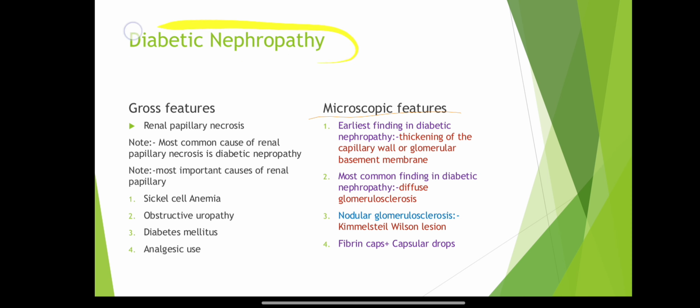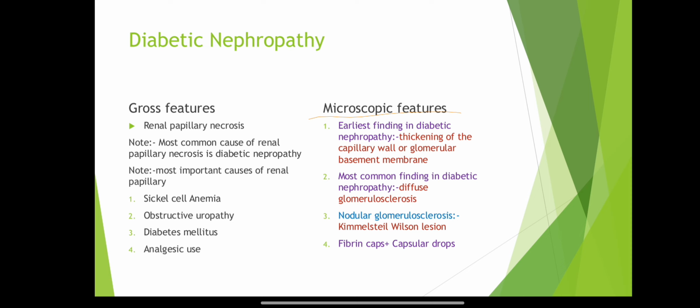First the person has diabetes mellitus, which is classified as type 1 and type 2 diabetes mellitus. Among them, type 1 diabetes mellitus most commonly affects the kidney. Now the development of diabetic nephropathy from diabetes mellitus depends upon the duration of the diabetes mellitus, that is, how long the person has had diabetes mellitus.